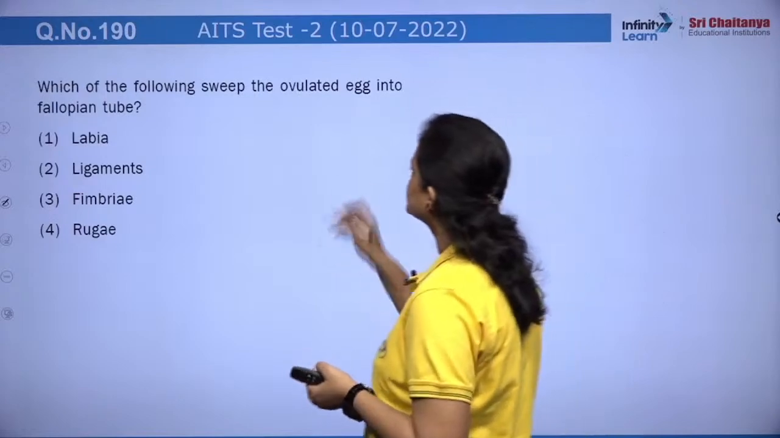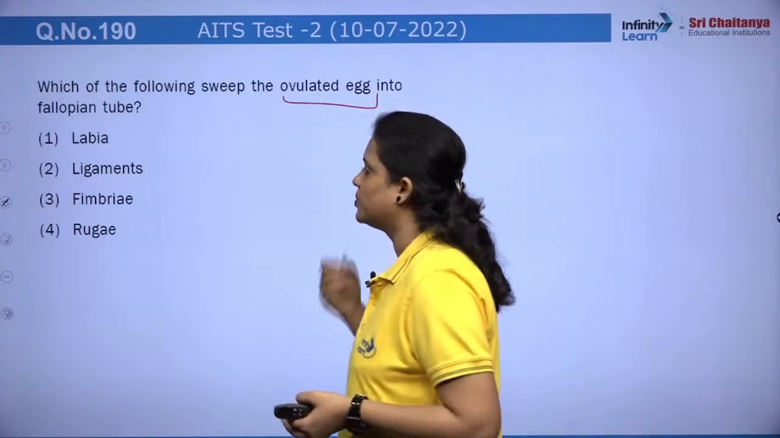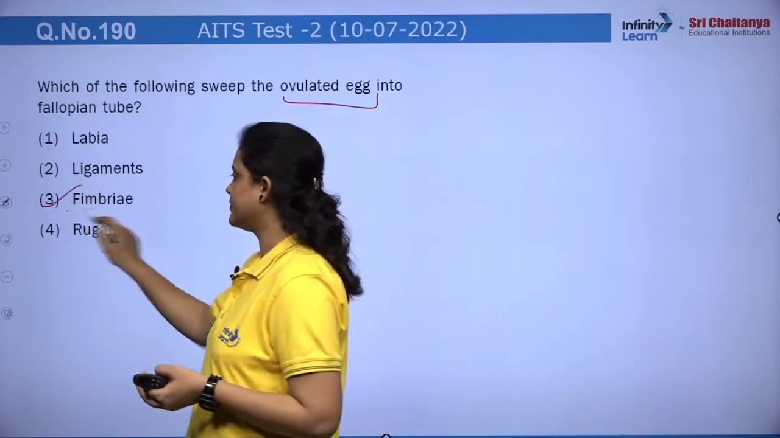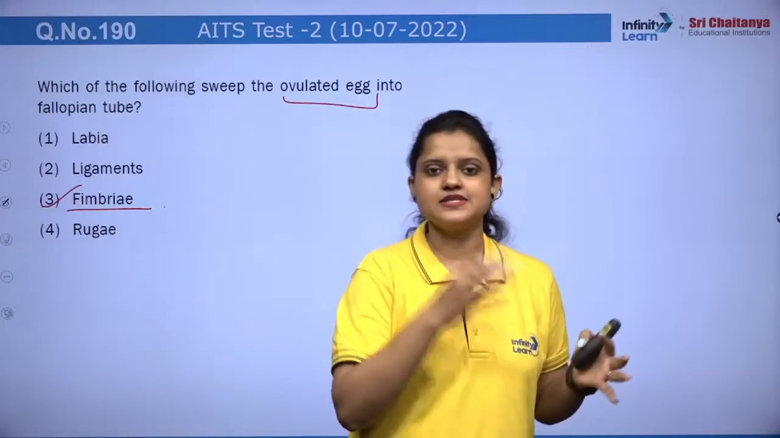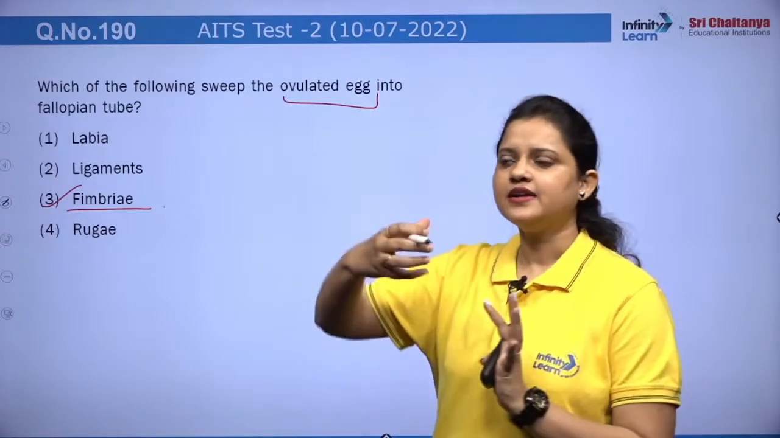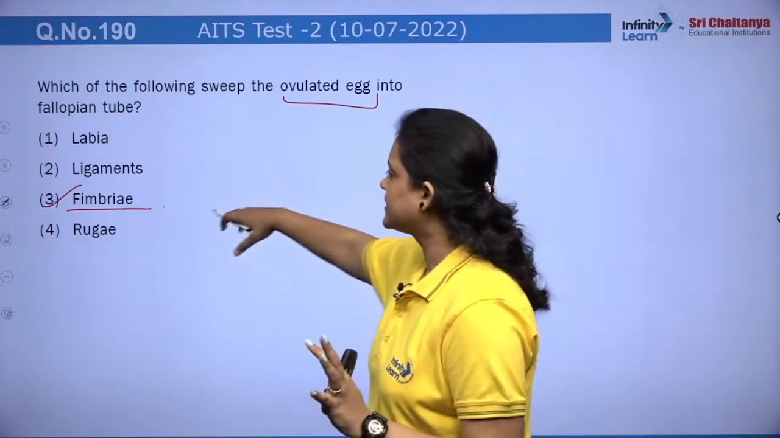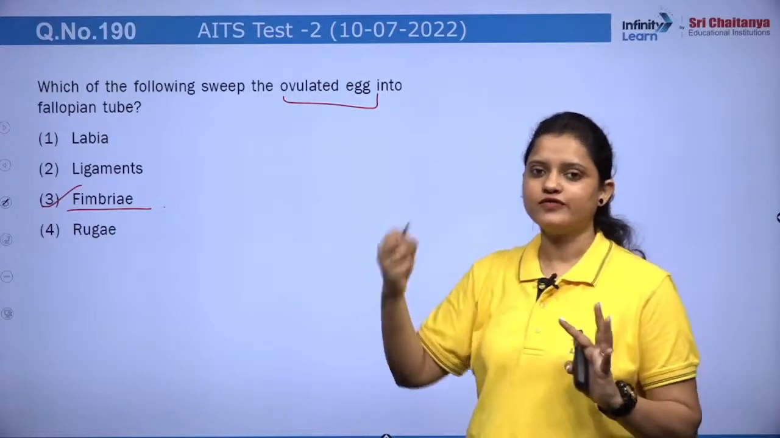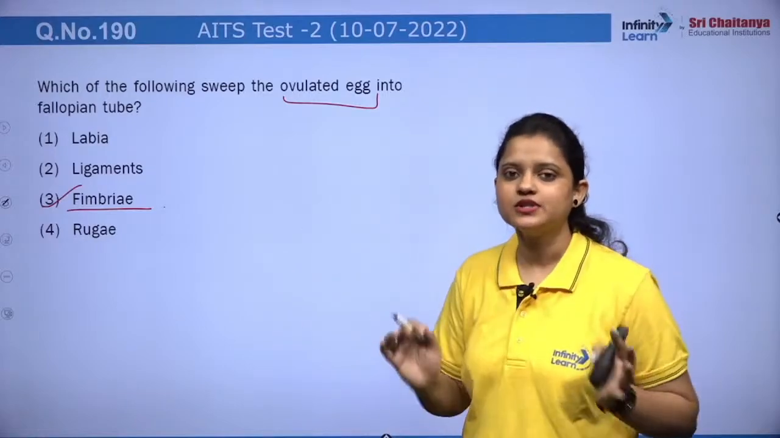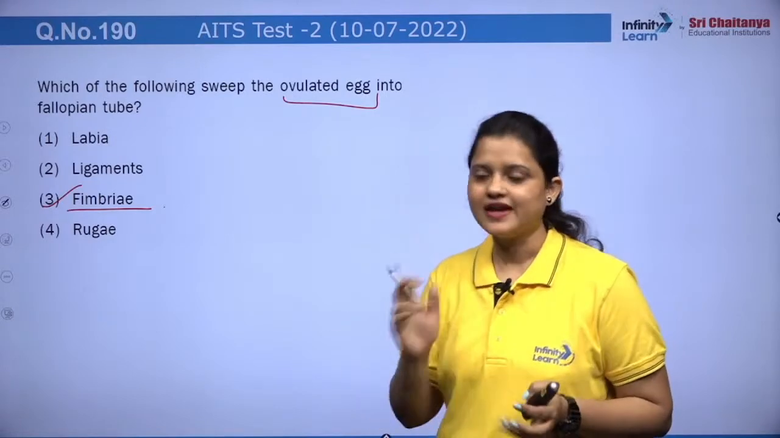Which of the following sweep the ovulated egg into the fallopian tube? It is the fimbria, right? So in the fallopian tube we have isthmus, ampulla, and after that there are finger-like projections which are known as fimbria that will take the ovum and will push it into the fallopian tube, right?